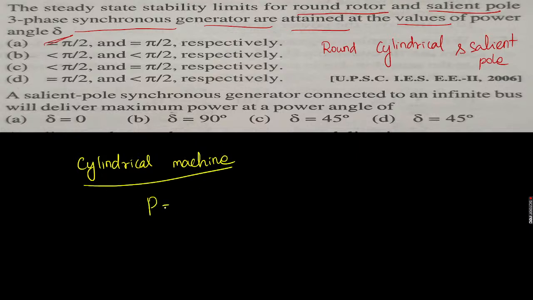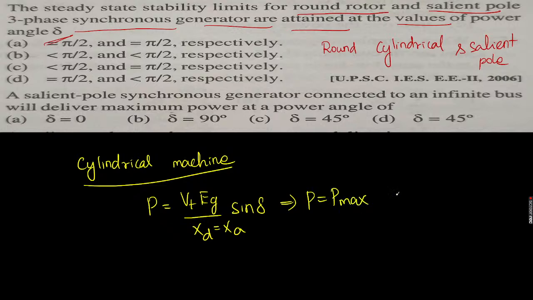Power formula P is equal to generator voltage into terminal voltage divided by armature reactance, or direct axis reactance, into sine delta. So this power P will become P max when the value of delta becomes 90 degrees. That is for a cylindrical machine, or round rotor machine.